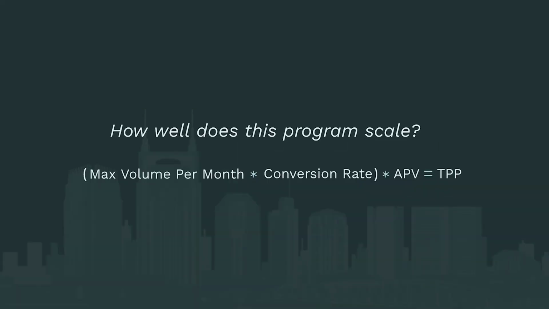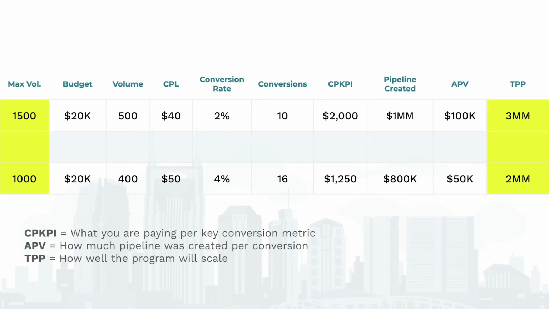Now, let's add another value to understand scale: total possible pipeline, or TPP. You'll need to ask your provider to give you the maximum volume of leads they can provide in any given month to see your limits. So while Program B looked good at a volume of 400 leads a month, that program starts to falter as we attempt to scale. With a TPP of $3 million for Program A and $2 million for Program B, the differences are starting to show. But we're not done yet.